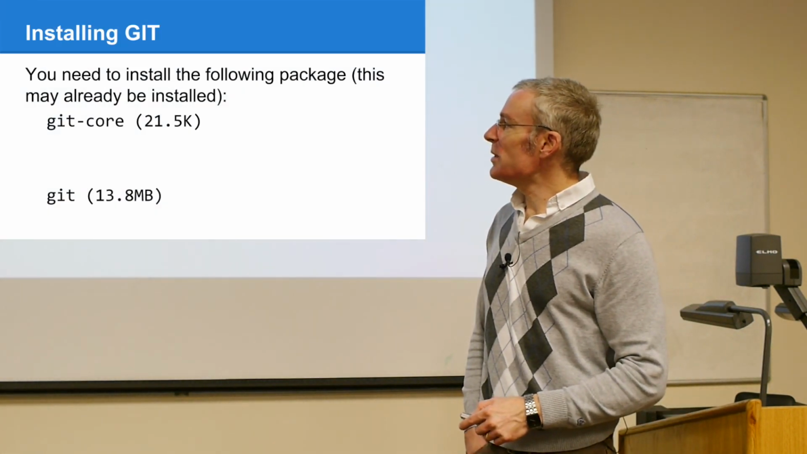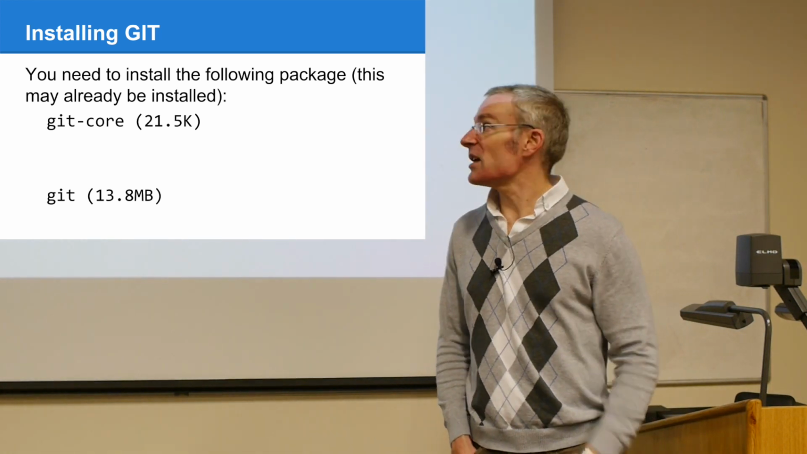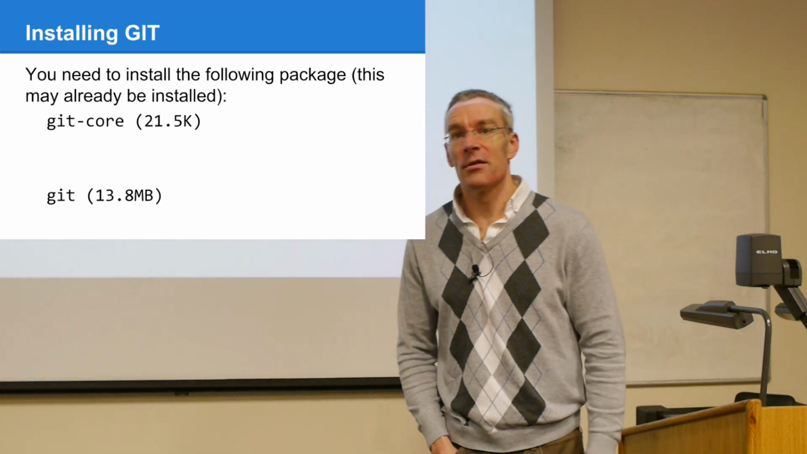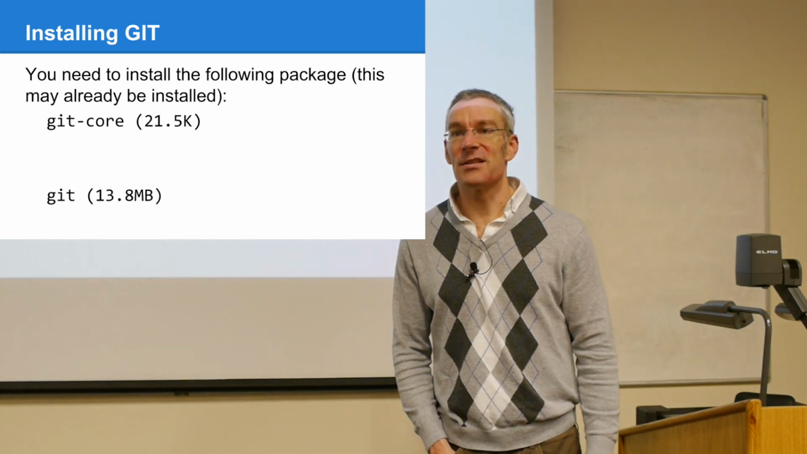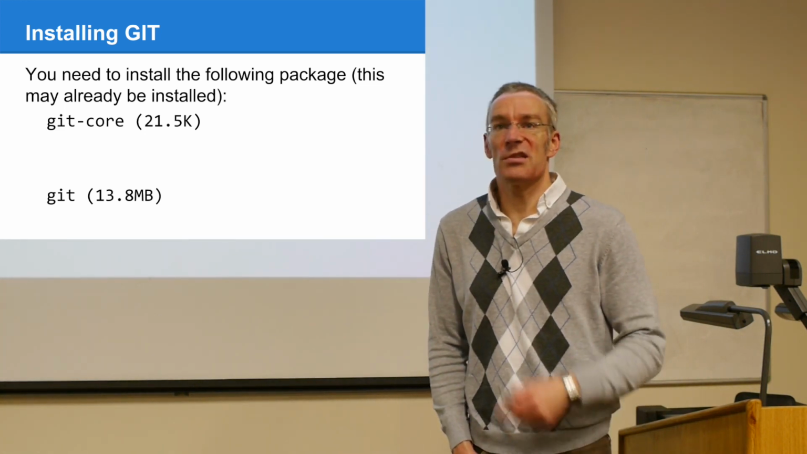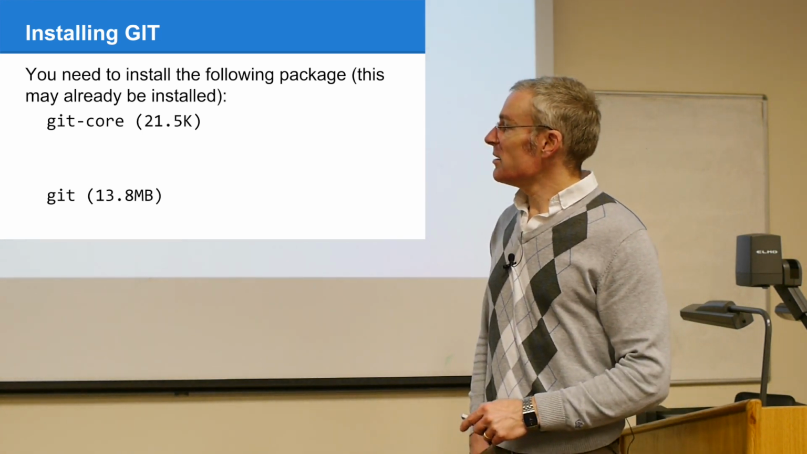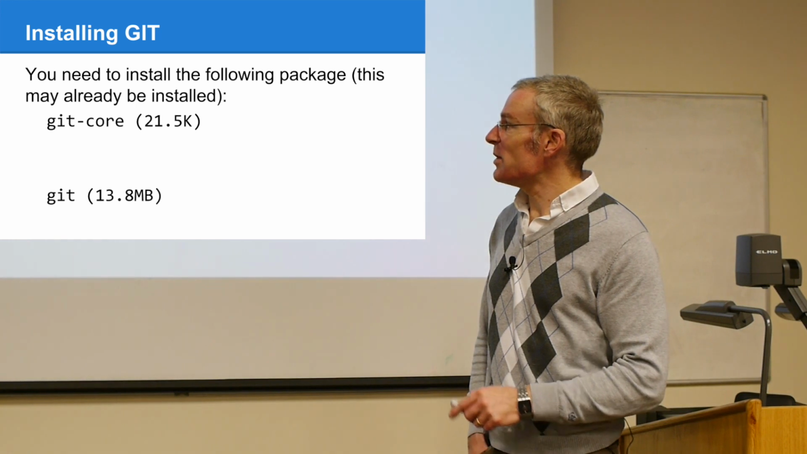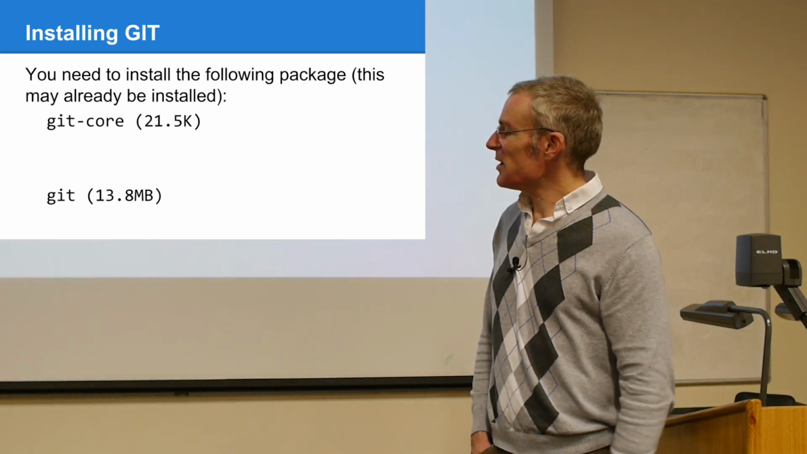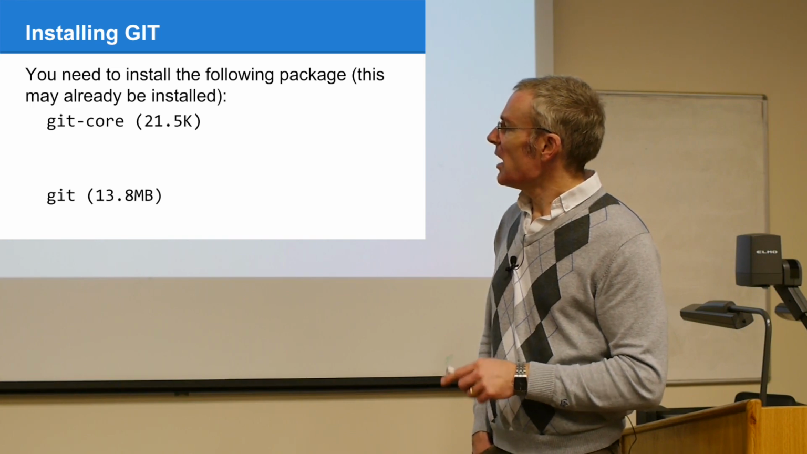Right. Normally, all you need to install is Git core. So the whole of the Git system takes up 21.5K. That's it. That's the entire Git server, or Git's client. Because remember, it's peer-to-peer, so the server and client are the same thing. Occasionally, it installs Git as well as part of Git core, but I think you don't need this anymore. I think Git core does everything nowadays.